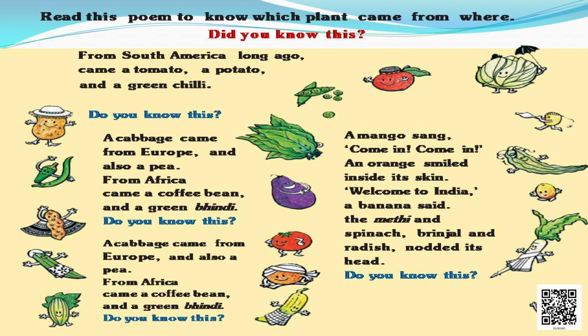And here were our Indian fruits: mango, orange, banana, spinach, methi, radish. So these all were found in India and these welcomed those that came from the other countries. Isn't it so much fun and interesting to know these facts? You should know which countries these fruits and vegetables also came from. So here is the poem. I hope you will learn it and enjoy.